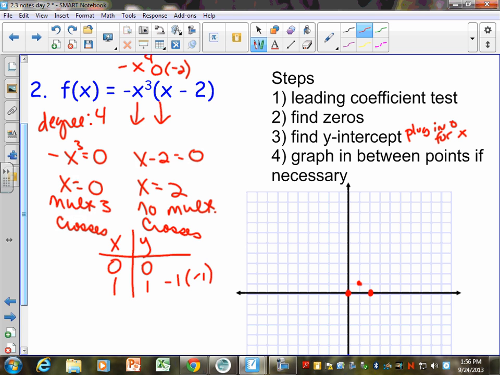Let's pick a point on either side. So let's pick negative 1, and let's pick 3. Just so you can see, this is not a perfect little parabola, because one side has a multiplicity and one side doesn't. Again, you can use your calculator, but negative 1 to the third is negative 1. Then that negative in front is going to make that positive 1. And negative 1 minus 2 is negative 3. So 1 times negative 3 is negative 3.